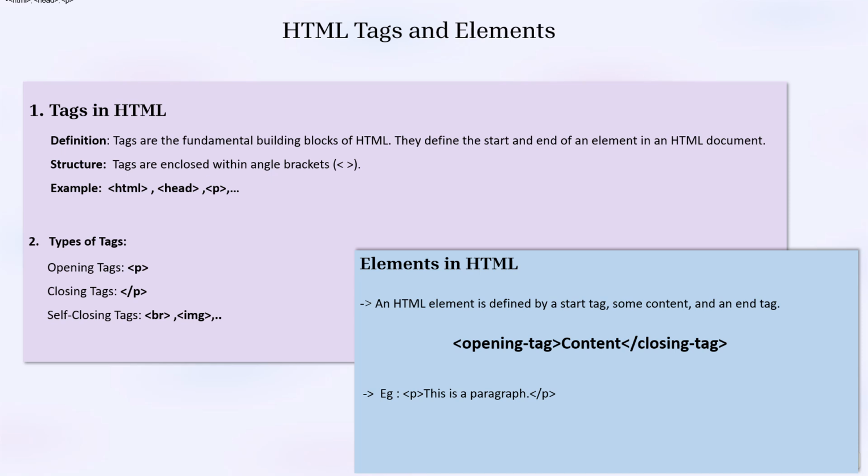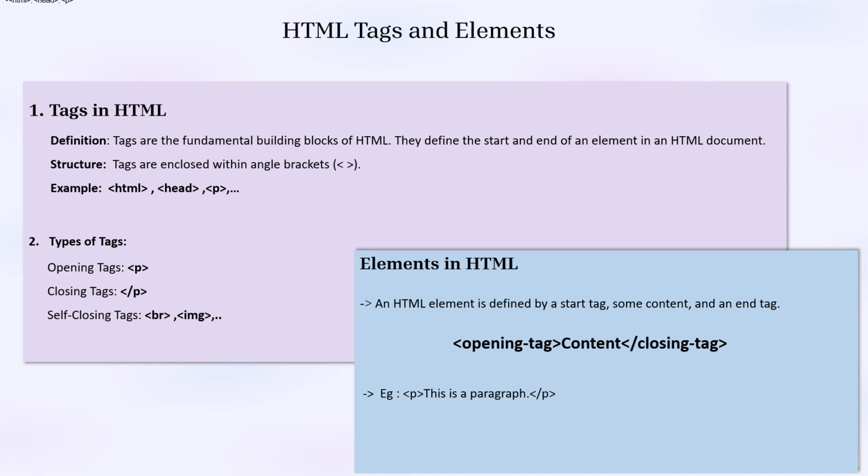Now, HTML tags and elements. What are tags in HTML? Tags are the fundamental building blocks of HTML. They define the start and the end of an element in an HTML document structure. The tags are enclosed within angle brackets. Example: html, head, p, which stands for the paragraph tag. Types of tags: in HTML, there are basically three types of tags: opening tags, closing tags, as well as self-closing tags. Self-closing tags means that they do not need any closing tag to complete them.